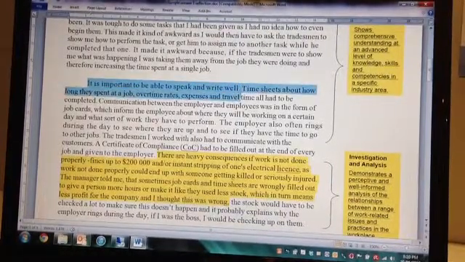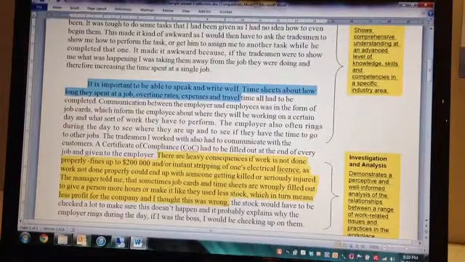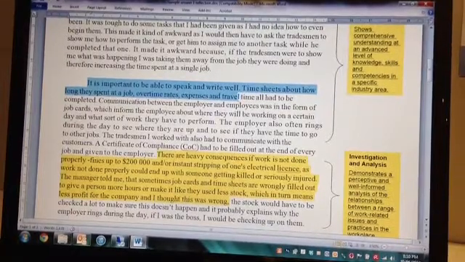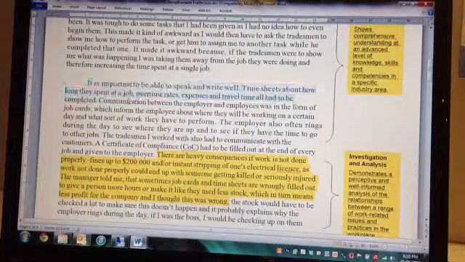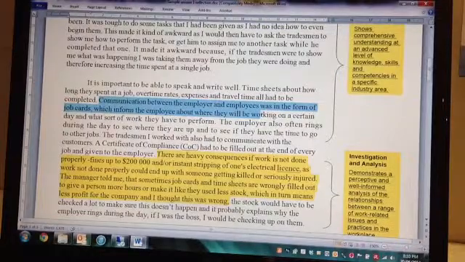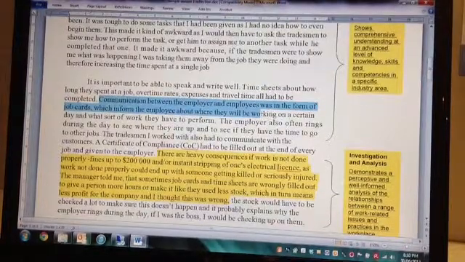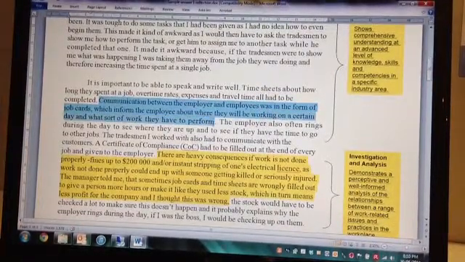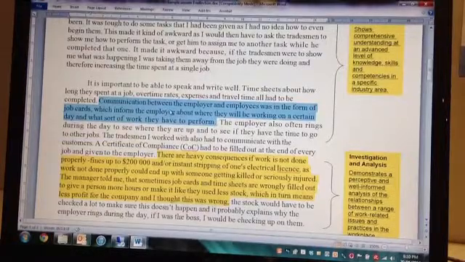Timesheets about how long they spend at a job, overtime rates, expense, travel time, all had to be completed. Communication between the employer and the employees was in the form of job cards, which inform the employee about where they'll be working on a certain day and what sort of work they have to perform.